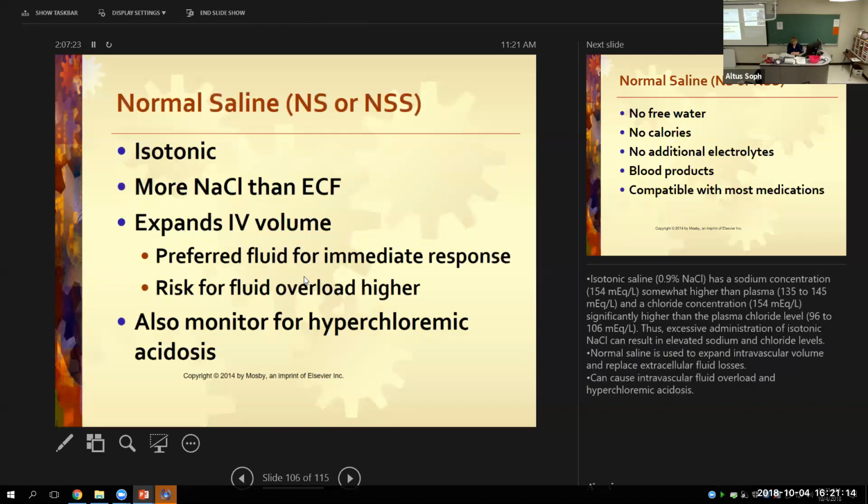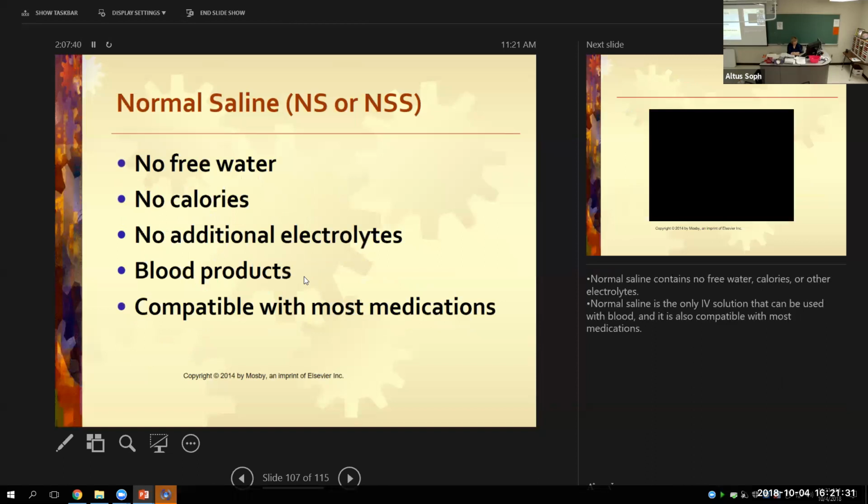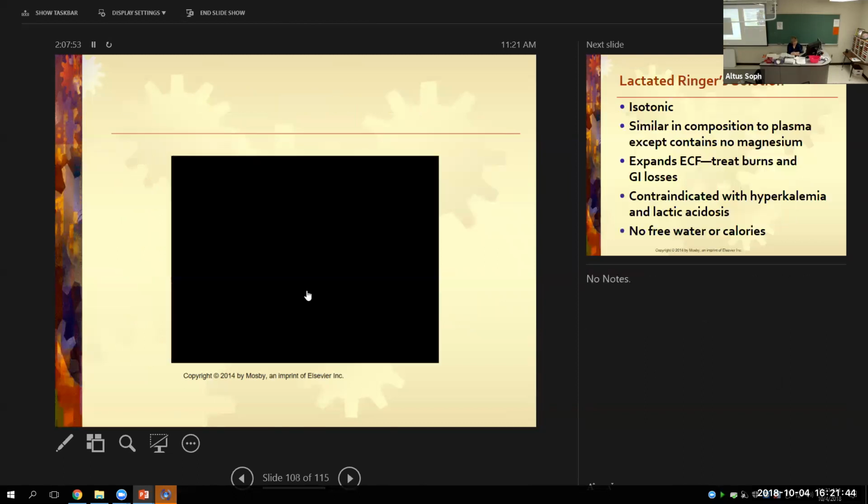The rest of these, make sure you understand that normal saline is isotonic. It's the preferred fluid for immediate response. So that's why we so often hang normal saline, which is 0.9% sodium chloride. No free water, no calories, no additional electrolytes. It's often given when we're hanging blood products or given along with the blood product. And it's very compatible with most of your medications. You all know that.